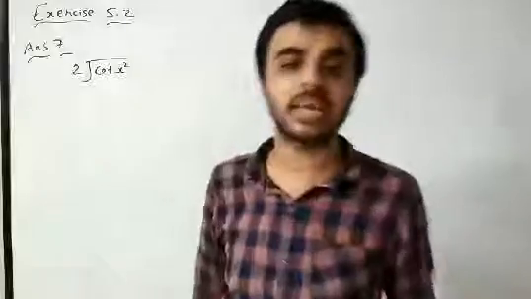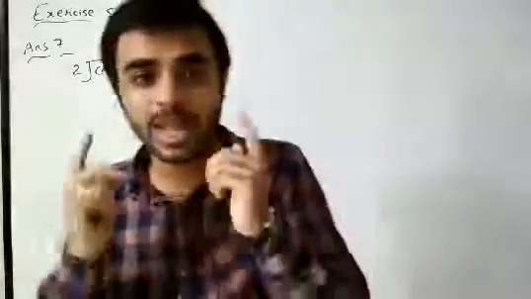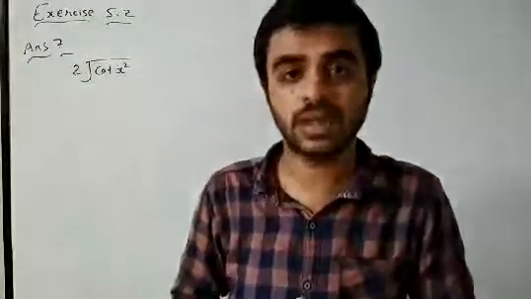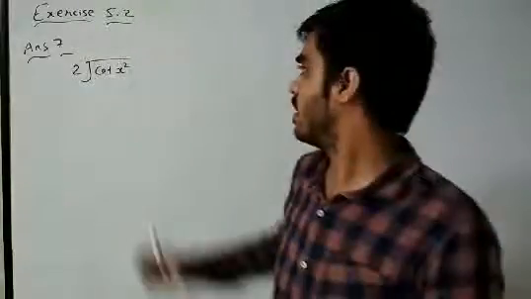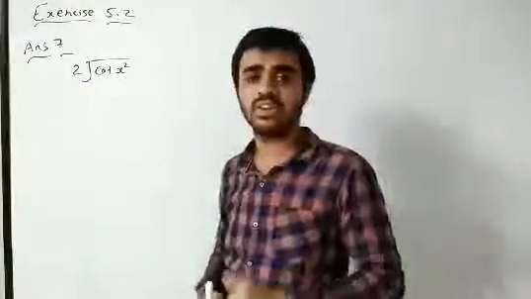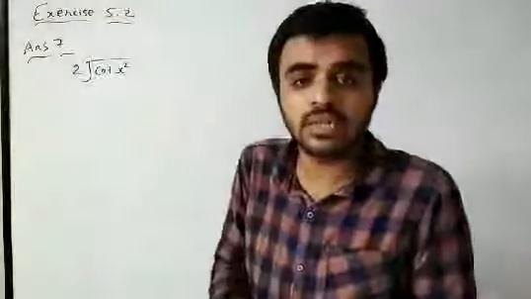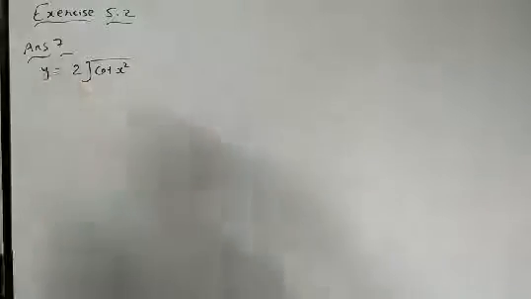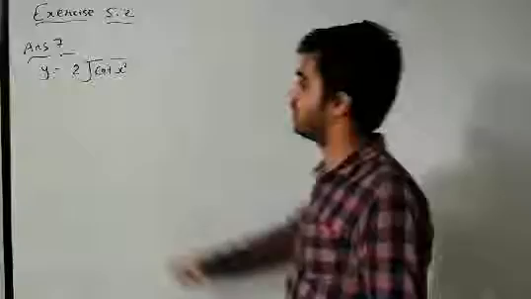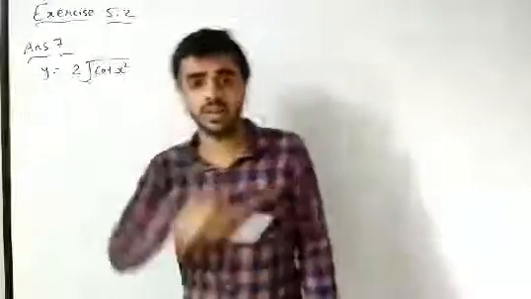So in this type of sums, what you have to do is apply some of the rules, right? Rules means we have to see one trick. What will be the trick? That it will be very easy for us. What we generally do, the same way we have to do. Let y is equal to, here the very first step, let y is equal to 2 times under root of cot x square.